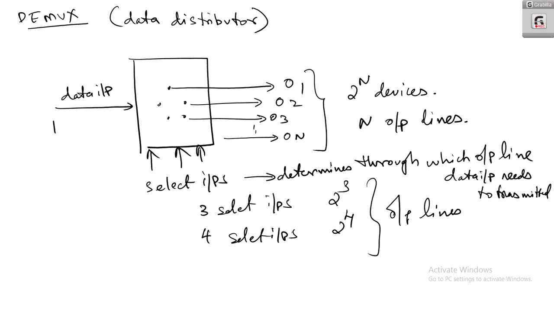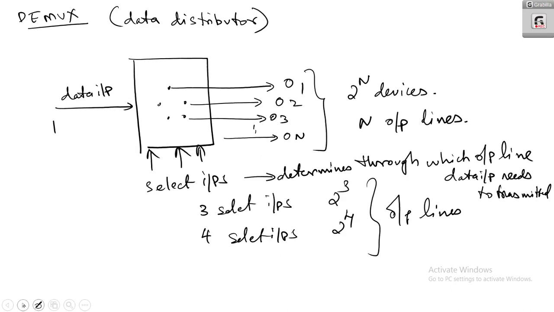Now, if you are taking a classical example, take our television, which has different channels. The cable coming in is only one set of data, and depending on the select inputs, the frequency of the channel is being selected by using the remote, and the corresponding channel is getting outputted. So that is an example of demultiplexer.